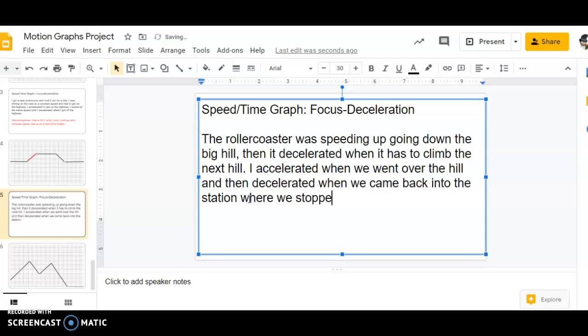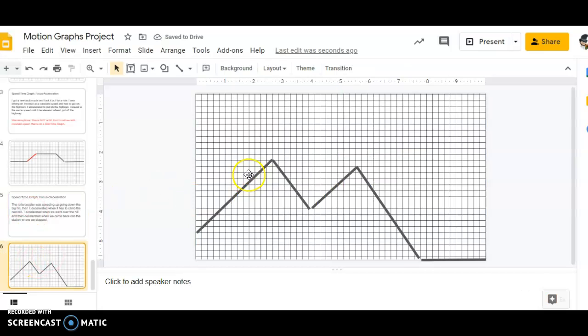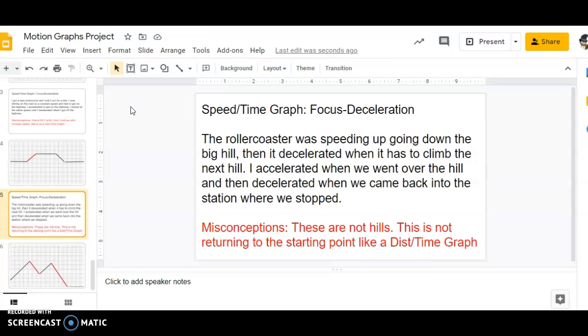Where we stopped. There we go. All right, so it looks like a big giant M with a thing hanging off the end there. All right, one moment. What are my misconceptions? Not hills, not going back to the start.